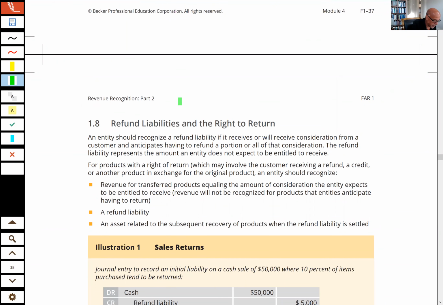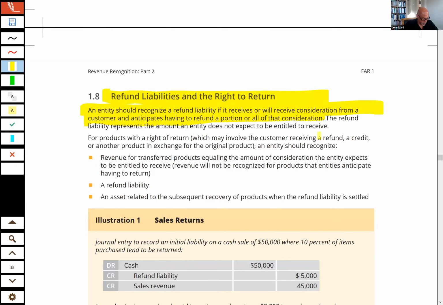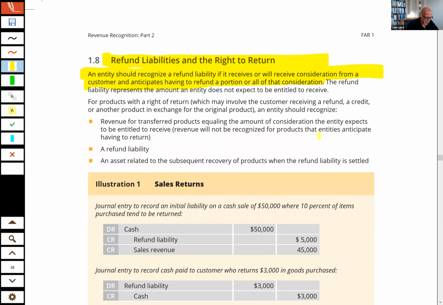Okay, refund liability, and the right to return. An entity should recognize a refund liability if it receives or will receive consideration from a customer if it anticipates having to refund a portion or all of the consideration. Okay. Now, the way they've shown this, we'll have an asset related to the subsequent recovery product when the refund liability is settled. And you can go ahead and flashcard that. We recognize a refund liability and asset related to subsequent recovery products when the refund liability is settled. In other words, it expires without consequence.